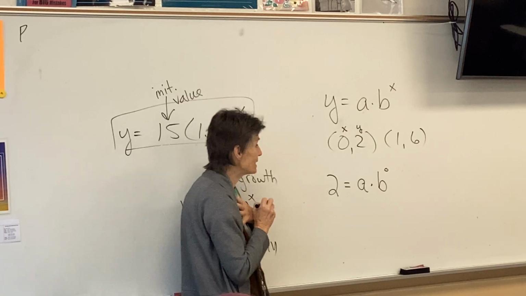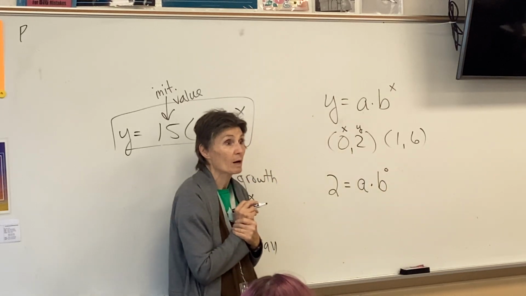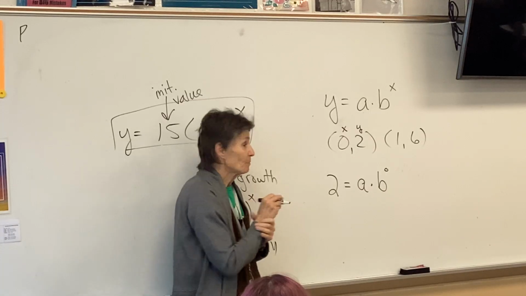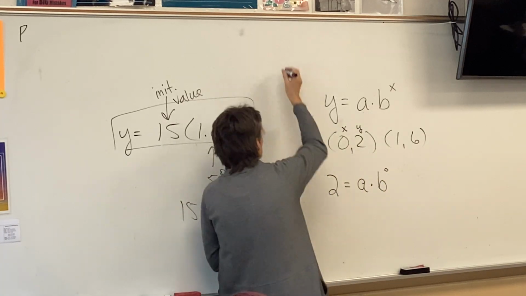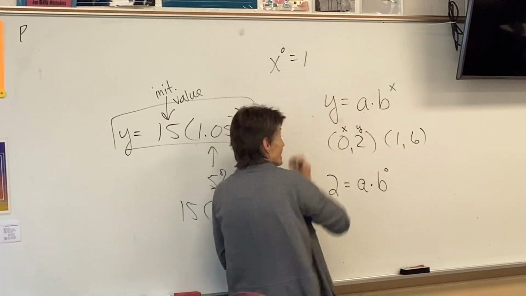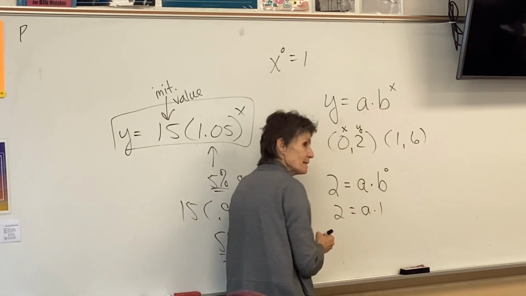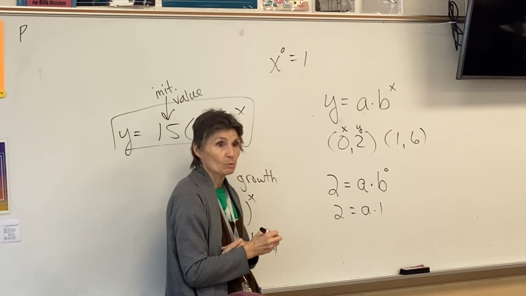Now, what do we know about something to the 0 power? 1. Very good, Trey. It's 1. Anything to the 0 power is 1. Always. So this is 1. So what does that mean? A equals 2? Yeah.